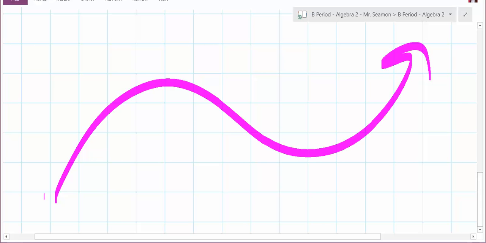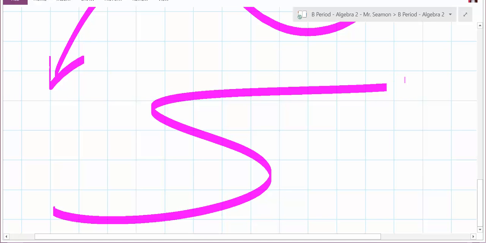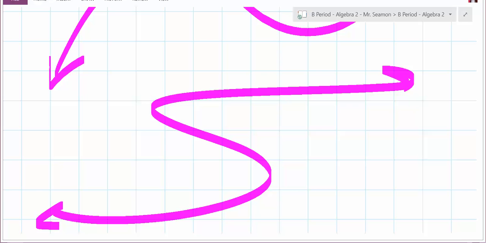This is a function, right? But what about this? Why isn't that a function? What type of line is the y-axis? Vertical. There's something called the vertical line test. Does this pass the vertical line test?